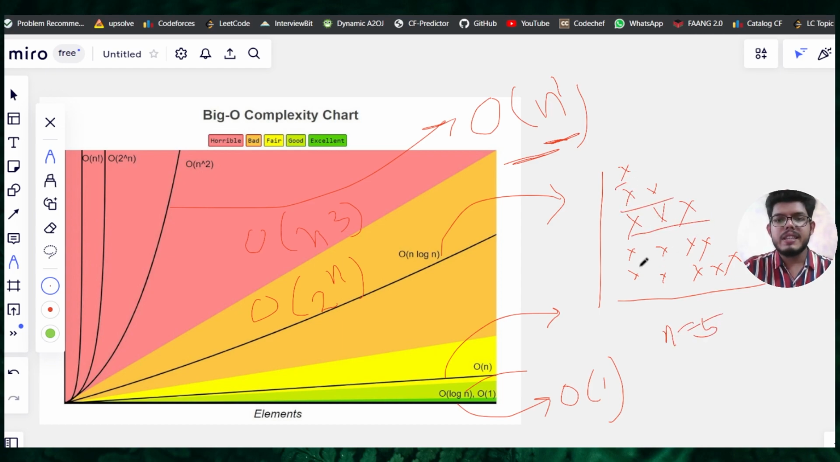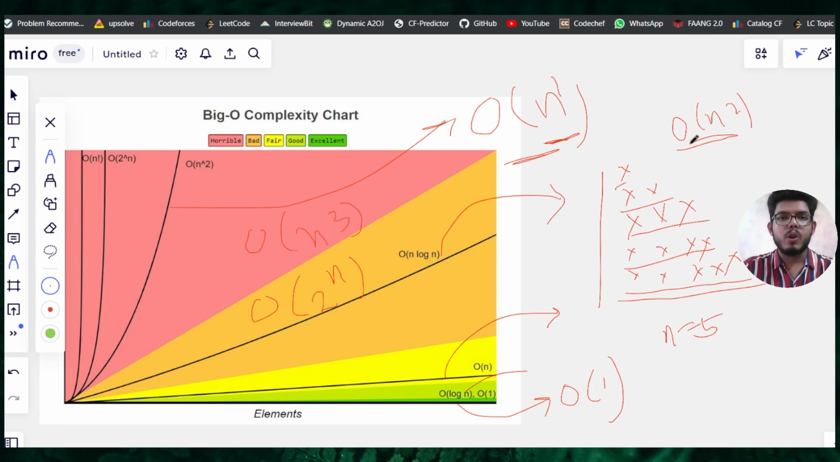So you will be making use of 2 for loops, each running from 1 to 5, right? So this will basically take you a O of n squared time complexity. So this is an example of O of n squared time complexity. This is a quadratic function again.